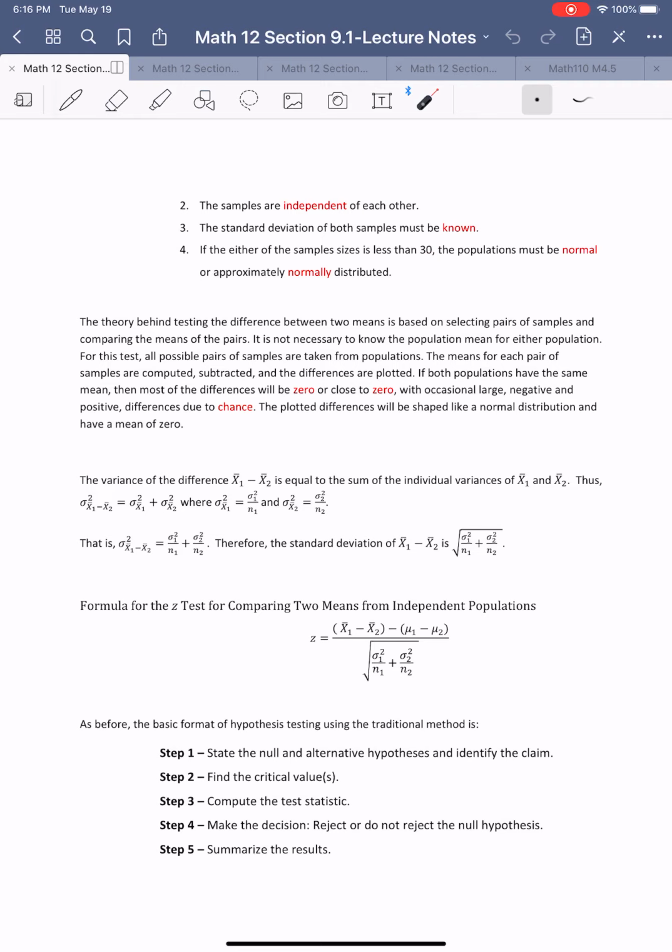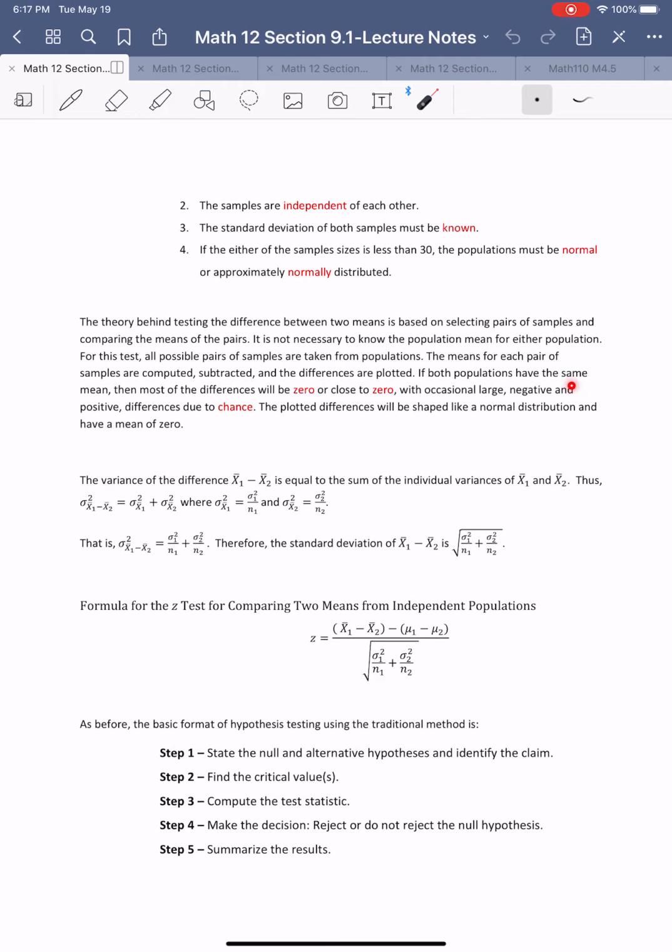The theory behind testing the difference between two means is based on selecting pairs of samples and then comparing the means of the pairs. It is not necessary to know the population mean for either population. For this test, all possible pairs of samples are taken from the populations. The means for each pair of samples are computed, subtracted, and the differences are plotted.